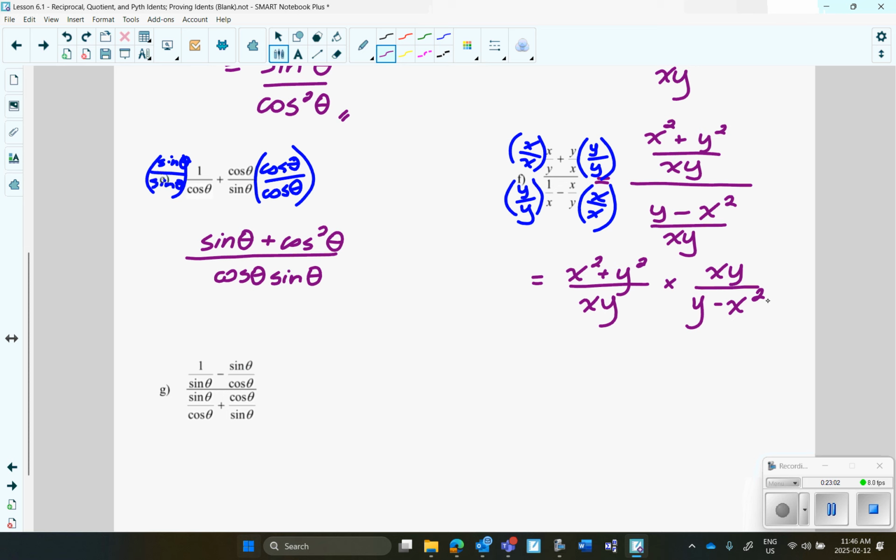What can I cancel out? The x? What? X squared? No, because remember, you have to think that's in parentheses. That's in parentheses. These are not the same. You can't take part of this and cancel it with part of that. It's impossible. The only thing I can cancel are the xy's. And those will reduce down to 1.